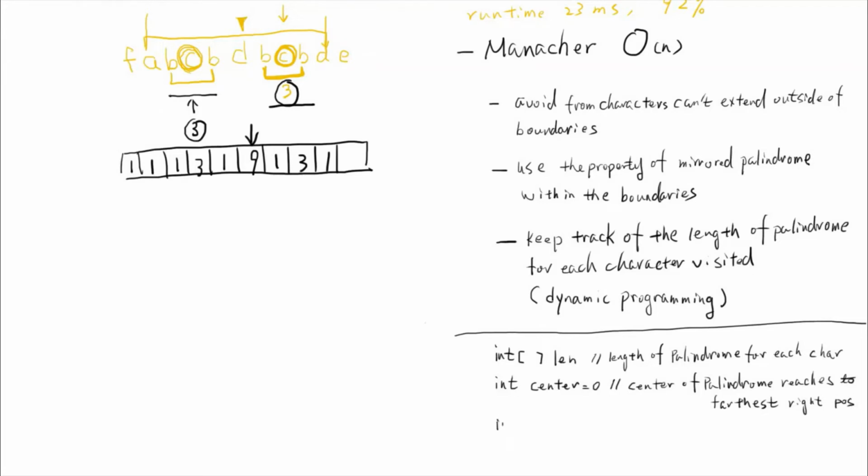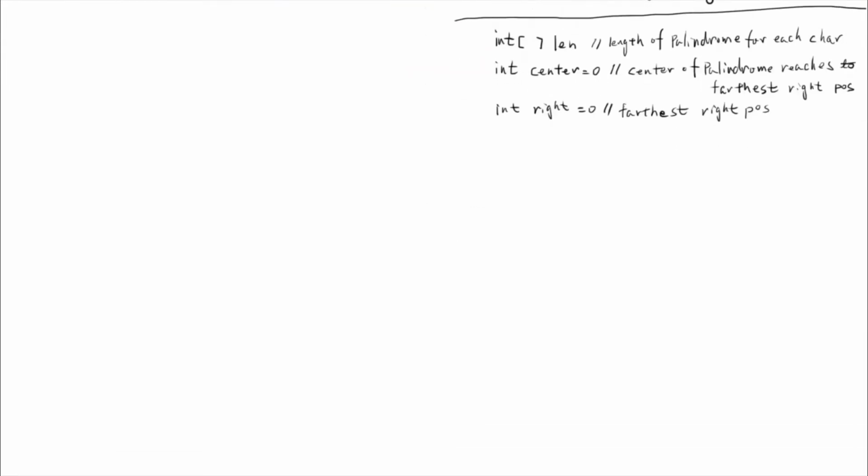And then we need an integer variable called right. This variable keeps track of the farthest right position of the palindrome. The algorithm will be like this. For each character in the string, we're going to use a for loop.